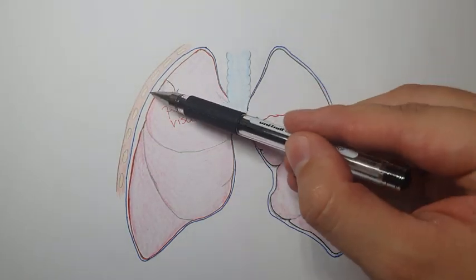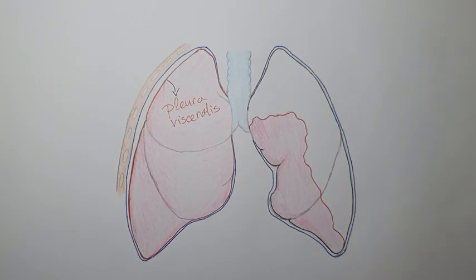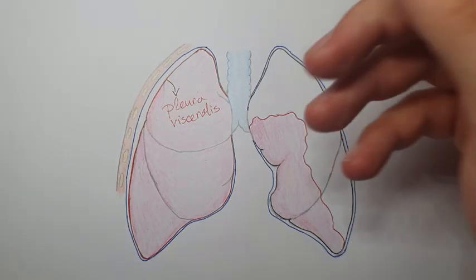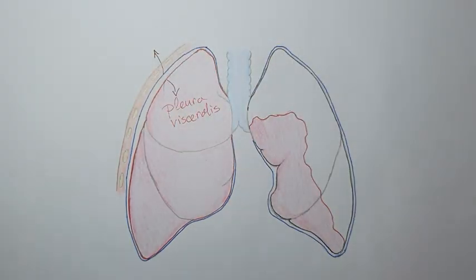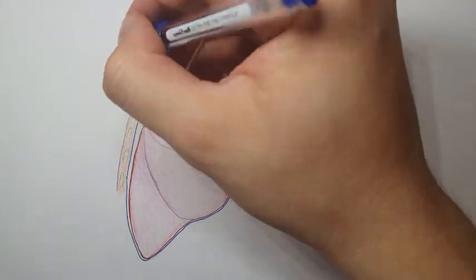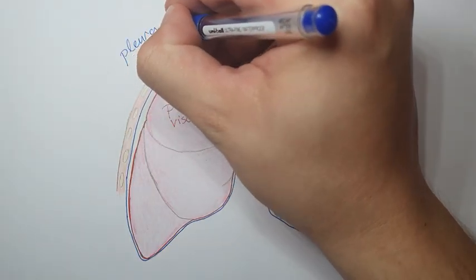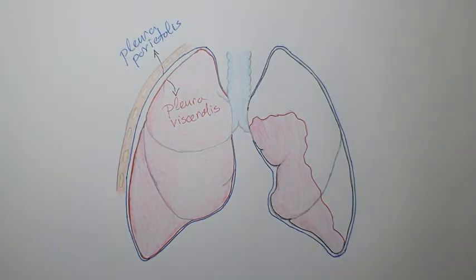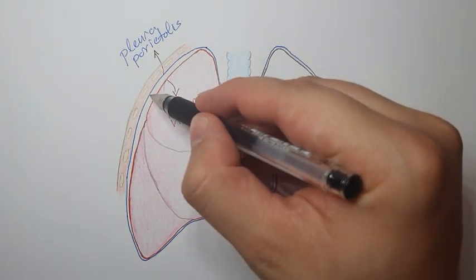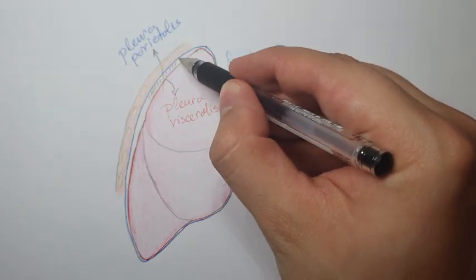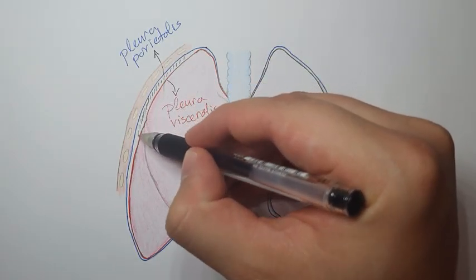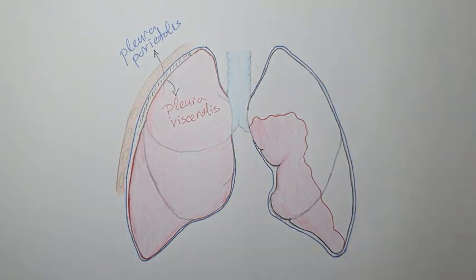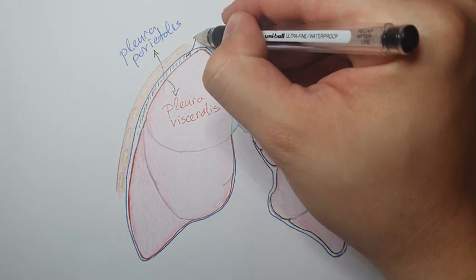Then on the inside of the rib cage, there is also a lining. This lining is the parietal pleura, the pleura parietalis, that is its Latin name. Between these two linings is this space. I enlarged it here only for the purpose of demonstration. It is very narrow. This is called the pleural space.